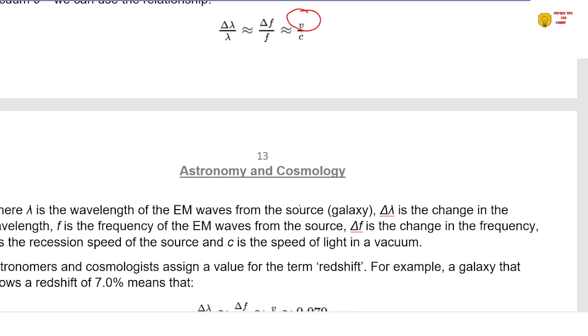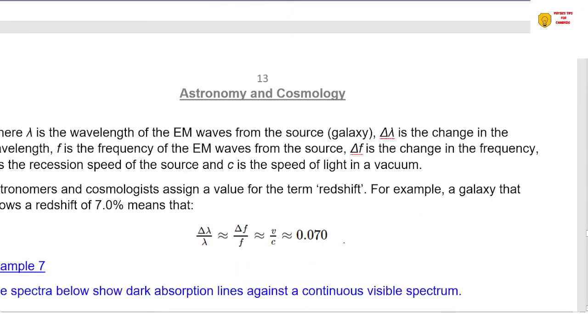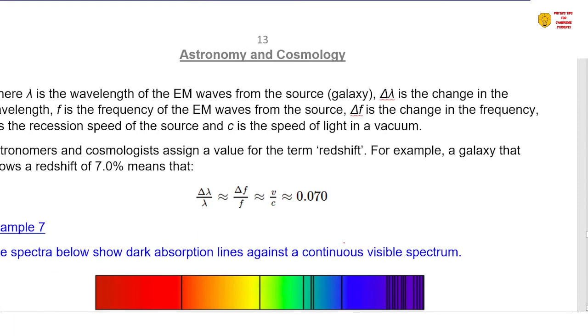Now, astronomers and cosmologists assign a value for the term redshift. For example, a galaxy that shows a redshift of 7% means that the change in the wavelength over the wavelength, which is approximately equal to the change in the frequency over the frequency, also gives a ratio of v over c of 0.07, which is 7 over 100.